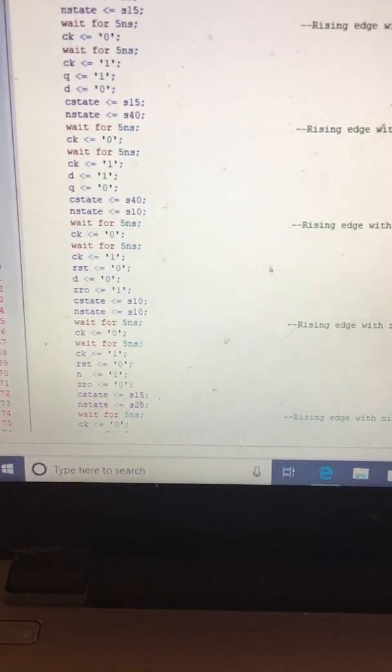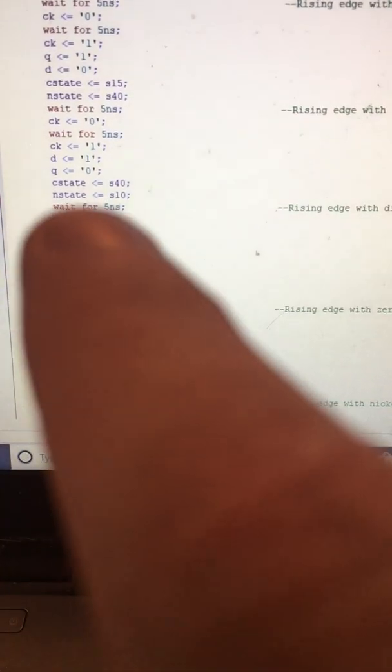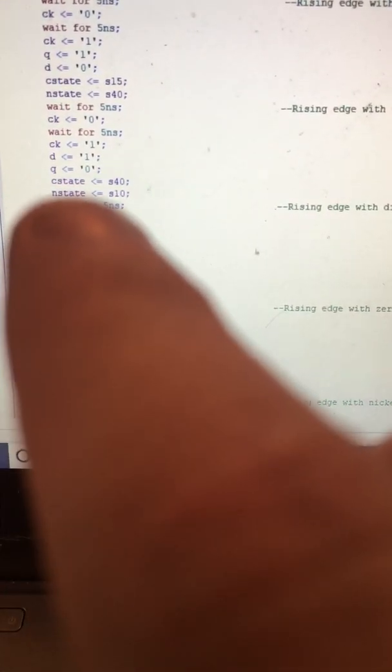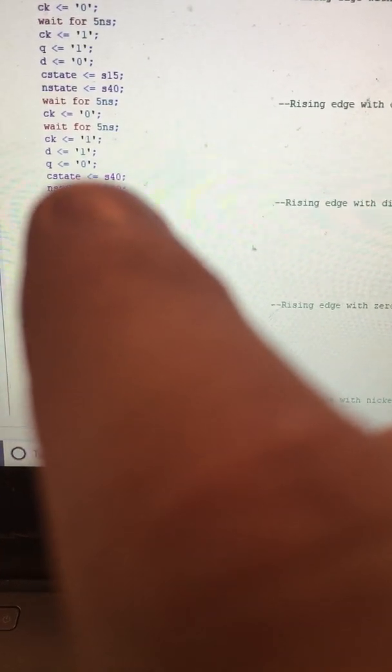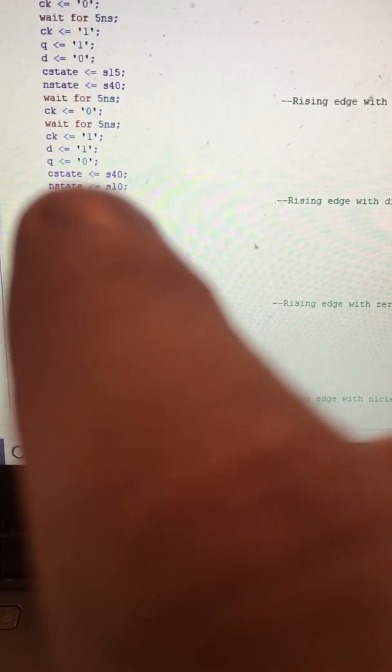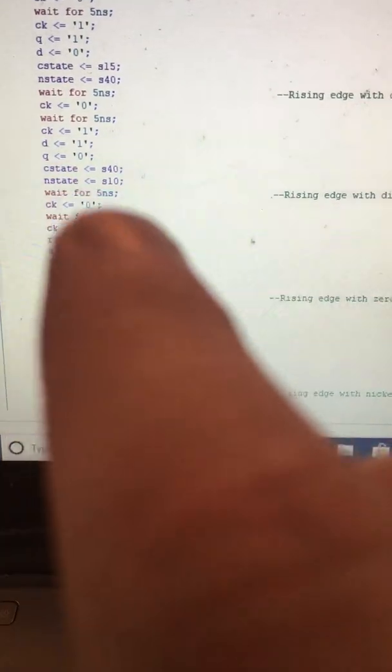And at state 40, the output is 1, 0, and that stands for an item being vended with no change. A dime is inserted, so the next state is state 10.